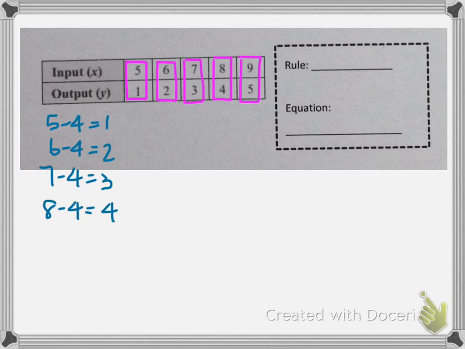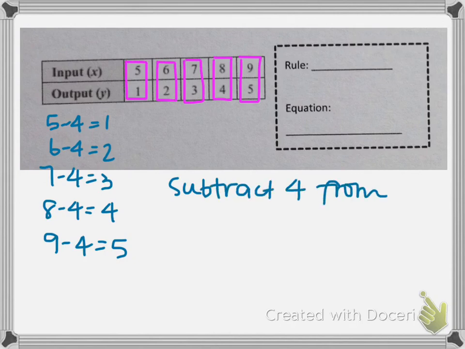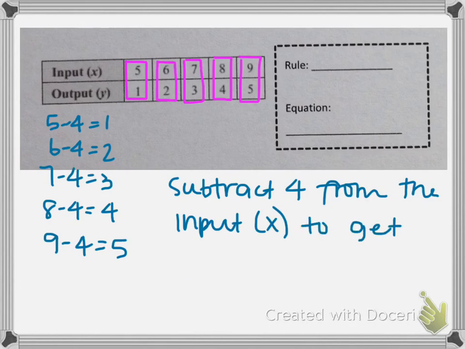And you should be writing all of this in your notes as well. 9 minus 4 equals 5. So what we are doing each time, the relationship is that we subtract 4 from the input, which is x, to get the output, which is y. Now that we've written it out in words, we can write the rule using symbols.